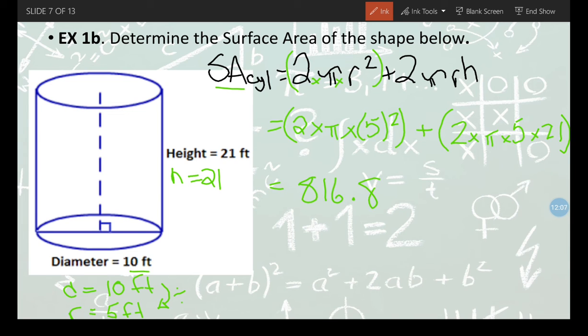816.8. My units are feet, so that's going to be feet squared, because we're still talking about an area, a two-dimensional area. That would be like taking that object and trying to paint the whole outside of it. That's what we're talking about when we're talking about surface area.